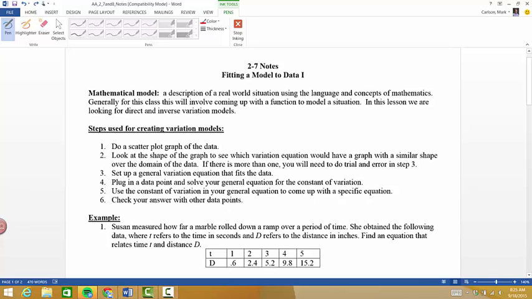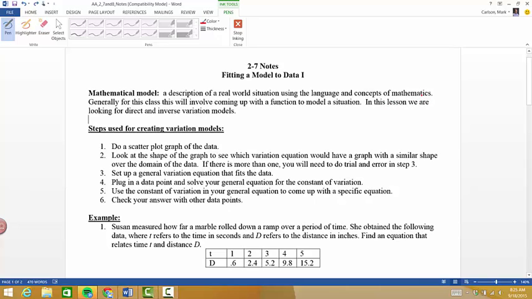This is the notes for section 2.7, fitting a model to data, part 1. This is our first look at actually modeling data, and it's going to be an overriding theme that we have throughout this entire course. We want to look first at what a mathematical model is, and it's just a description of a real-world situation using the language and concepts of mathematics.